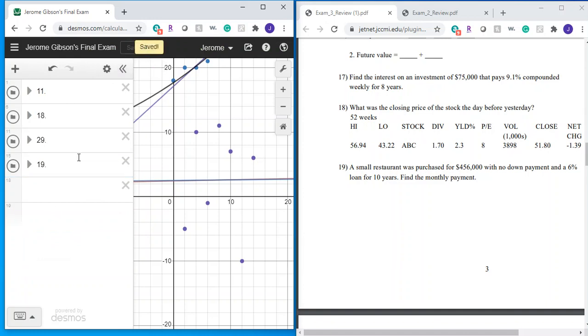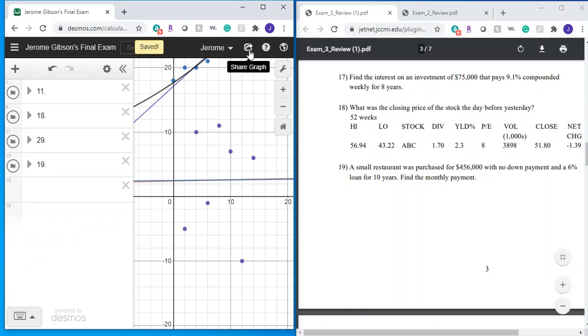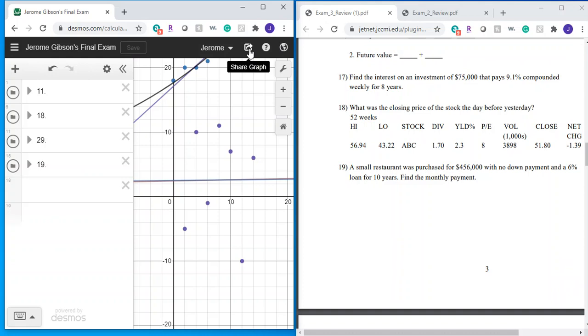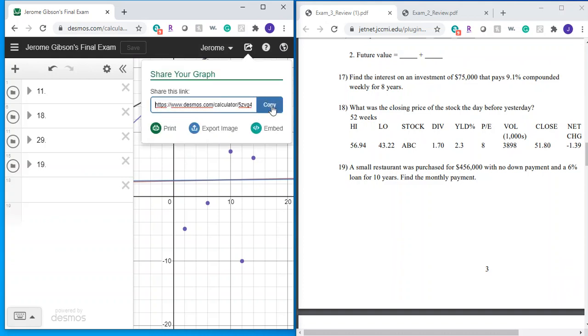Now, after you do all of this, what you would do next is this here. You will press save because you want to save it. And then you will go here to share graph. You will click here and then you will copy this link. Now, after you copy the link, you will send that link to my email. You will email that to me. And you all have my email. You will email that to me.